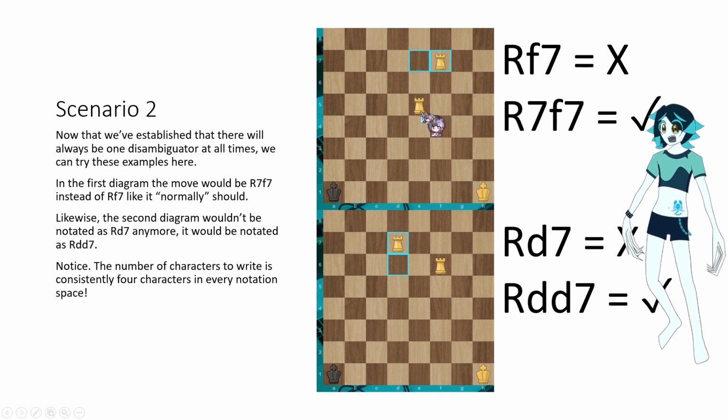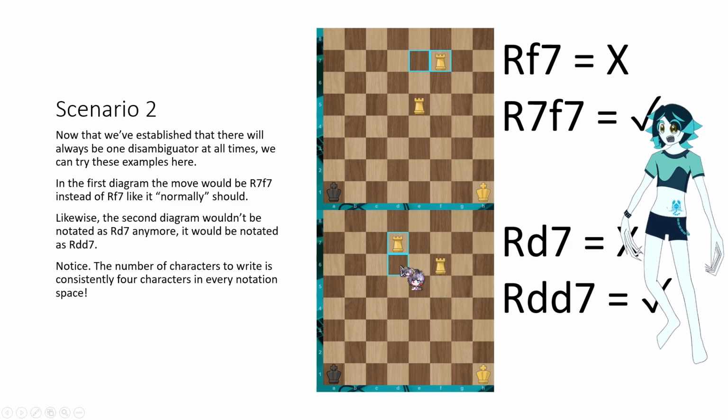So even though there technically is not a need for a disambiguator, we're going to write one anyway. So even this is still going to be rook 7 f7, because both pieces are still on the same file. Likewise here, rook d7, because even if they're not on the same rank, it still would have been rook d7 under the new system. Again, the number of characters to write is consistently 4 characters in every notation.